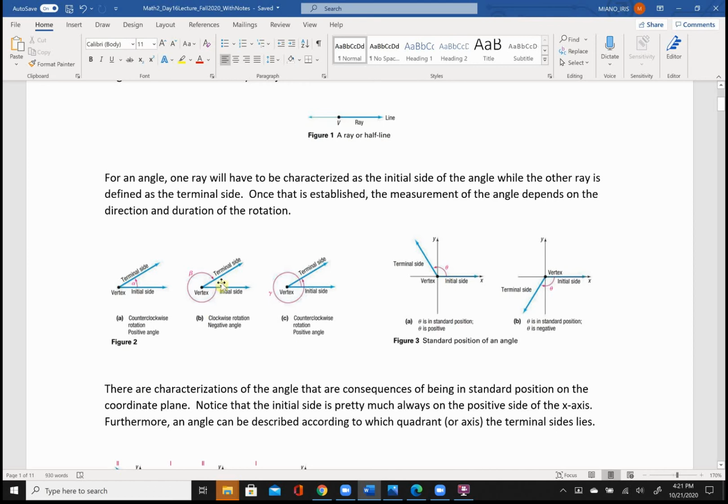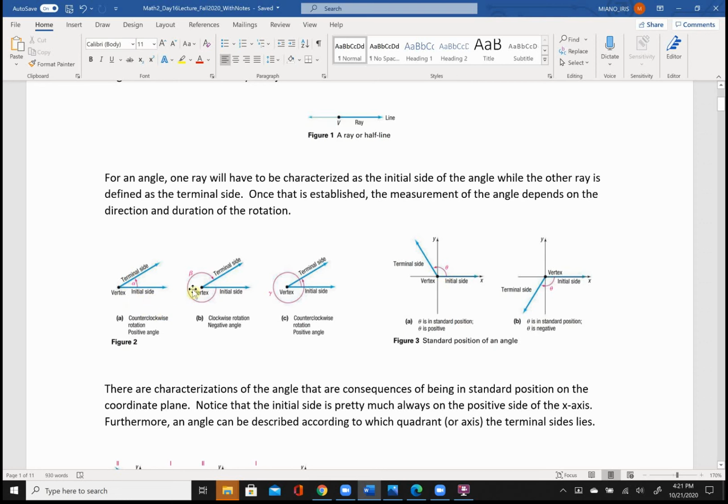You could also swing in the clockwise direction, which is non-conventional. That's associated with negative angles, as you can see here. Counterclockwise is the quintessential direction associated with positive angles. So as you can see, the vertex is illustrated here in figure 2, parts A, B, and C, and that's the connection of the two rays. One of the rays is the initial side, the other one's the terminal side.